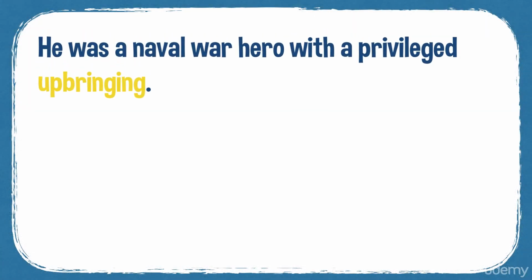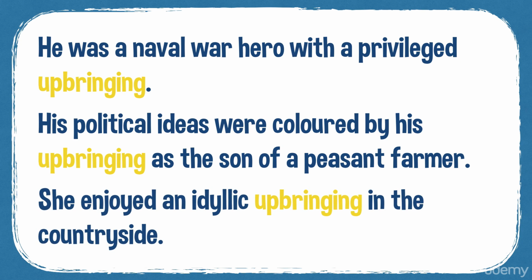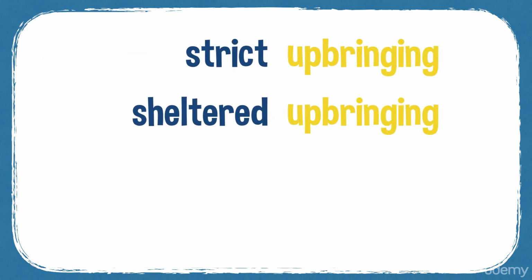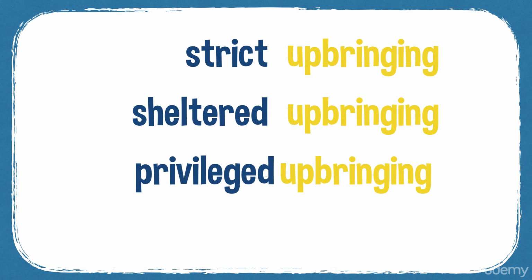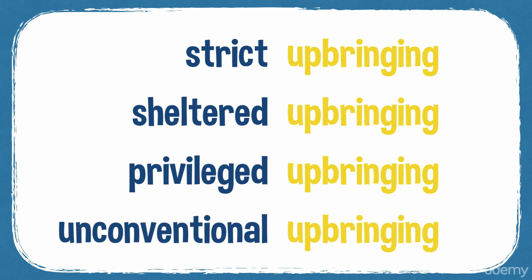He was a naval war hero with a privileged upbringing. His political ideas were coloured by his upbringing as the son of a peasant farmer, and she enjoyed an idyllic upbringing in the countryside. You can have a strict upbringing, a sheltered upbringing, a privileged upbringing, and an unconventional upbringing, so it's not normal.